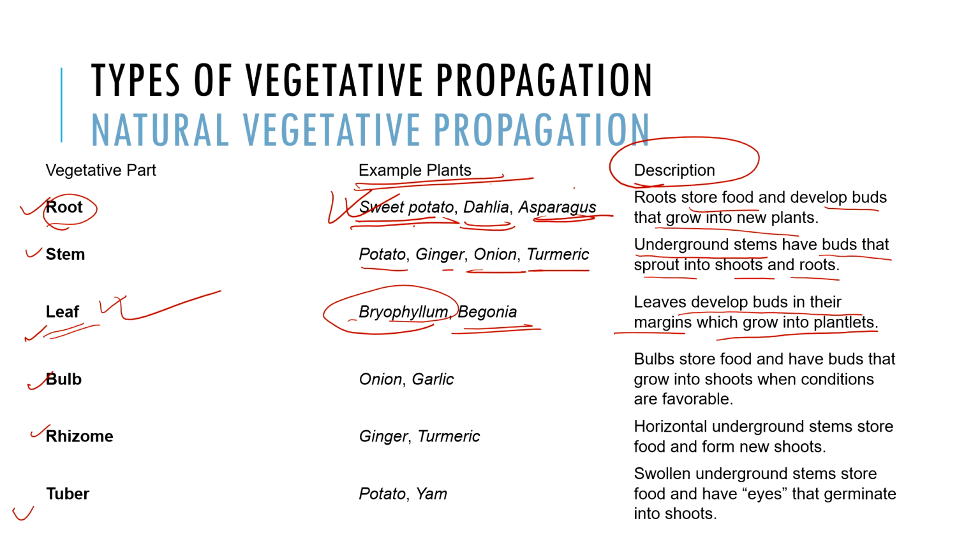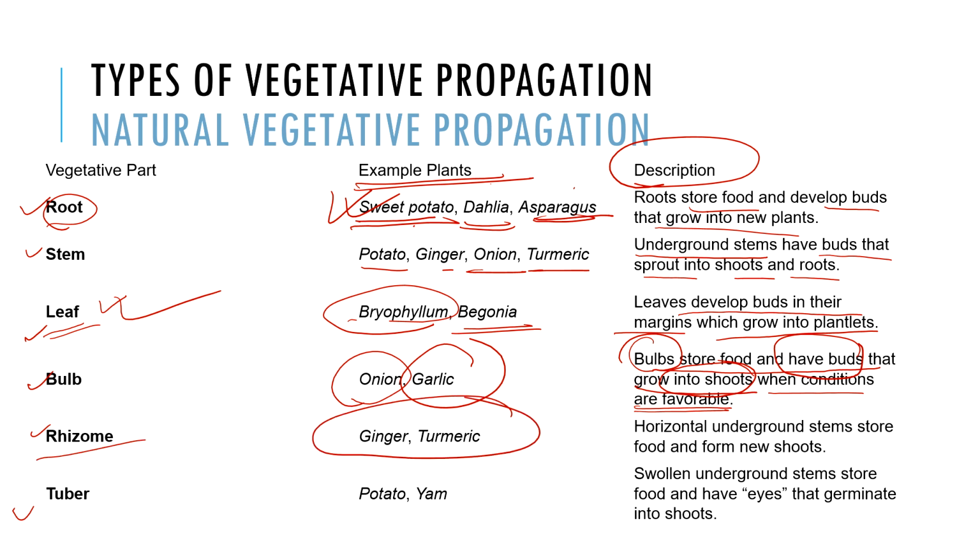Next comes bulb. So bulb, onion and garlic, they are growing from bulb. Bulb stores food and has buds that grow into shoots when the conditions are favorable. So these bulbs grow into shoots and have buds under certain favorable conditions. So conditions should be favorable when the buds present in the bulbs will grow into a new shoot or a stem. Clear?